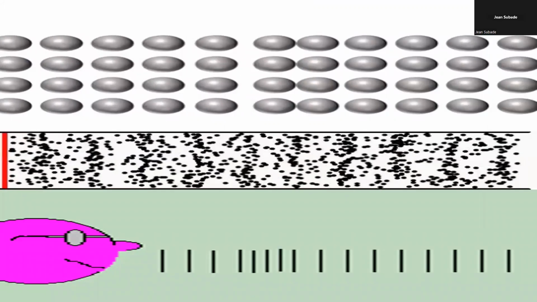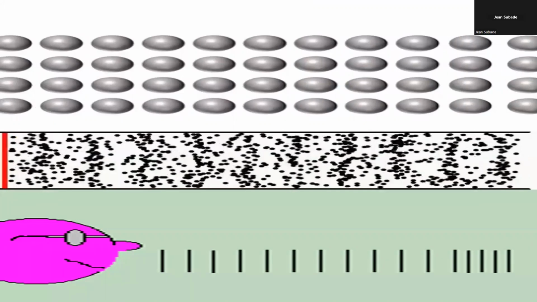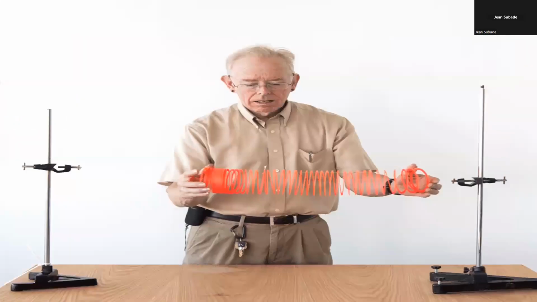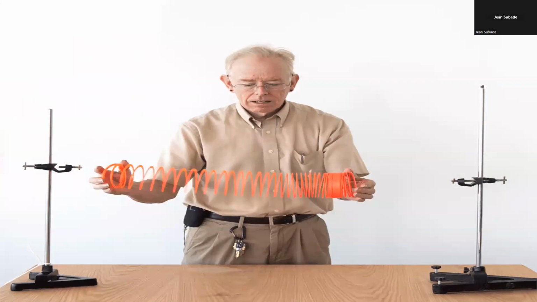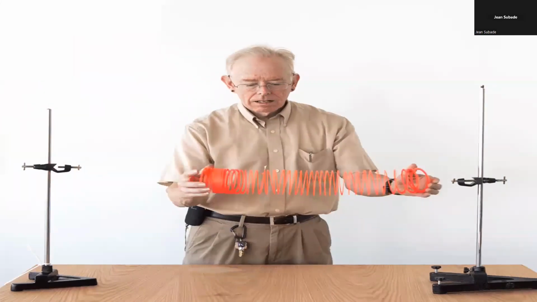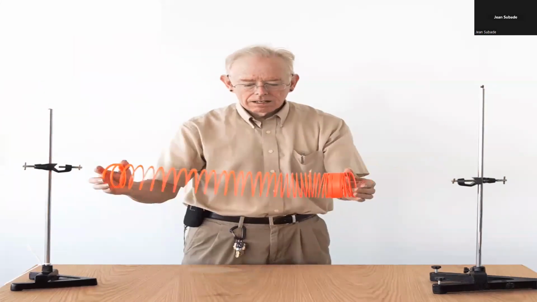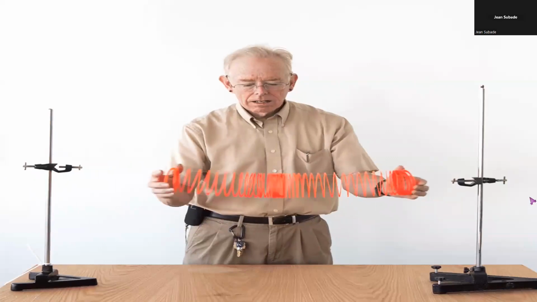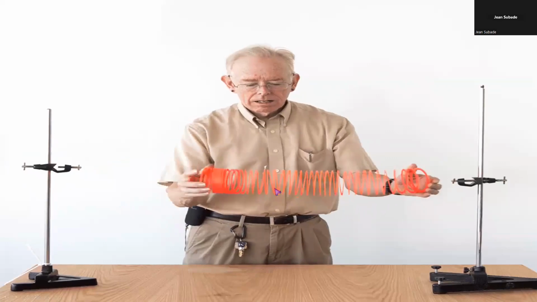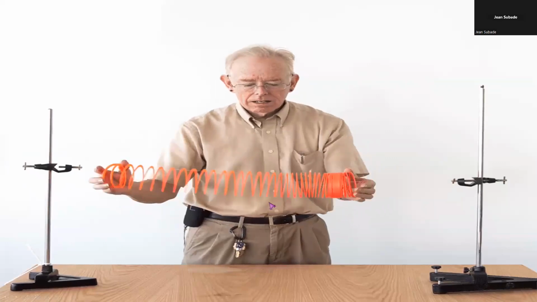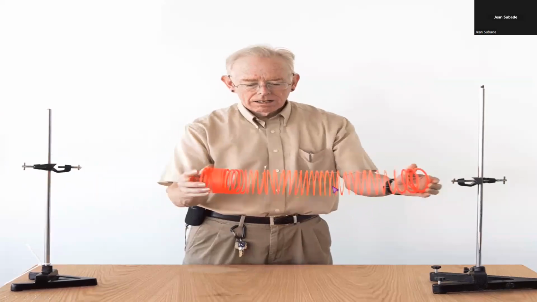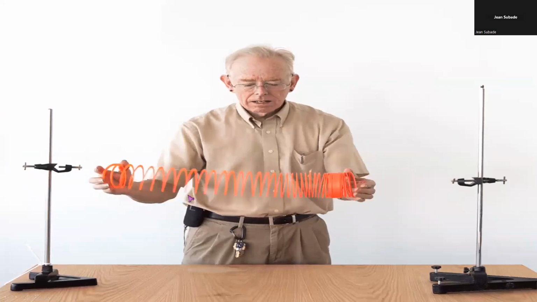Another representation of how sound travels. And here, the professor is demonstrating how sound travels. The wave of the sound is composed of different parts like this. If there's a compression like this, then we call it compression. And we have the rarefaction also.